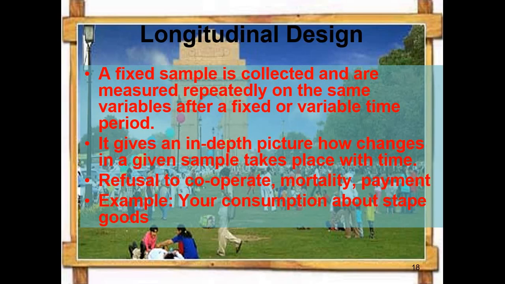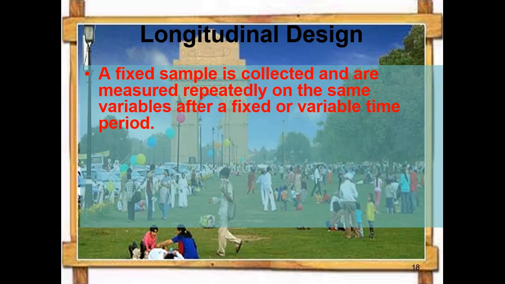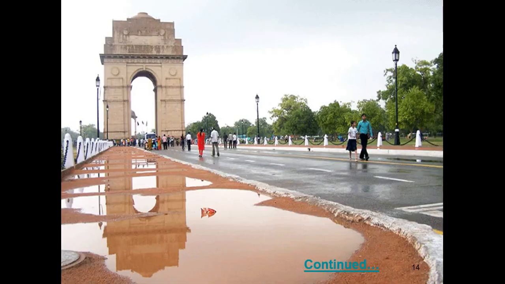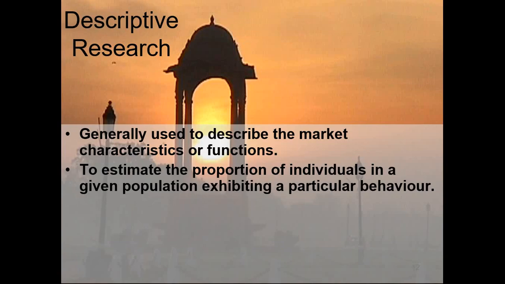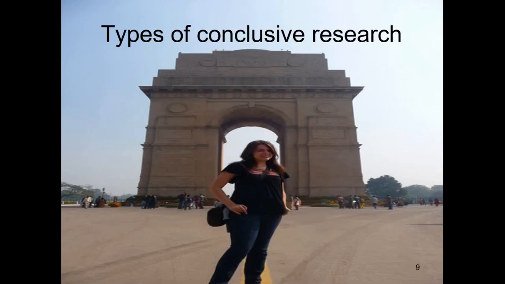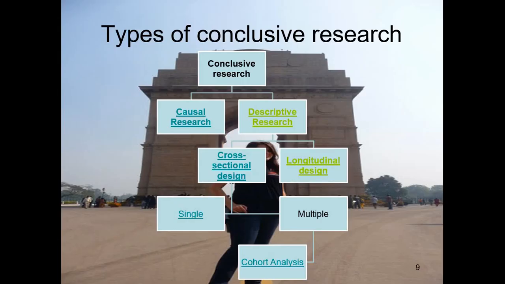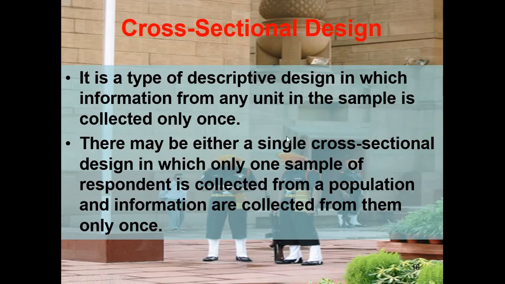Now if we go back, after that longitudinal design, we have understood. Now let us look at the cross-sectional design. In this type of design, the information from any unit in the sample is collected only once. So here we have a population. From the population we select a sample, and from the selected respondents of the sample we collect information only once.